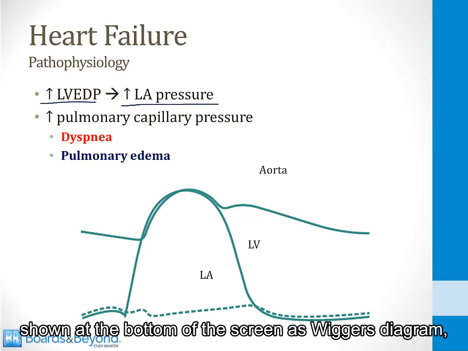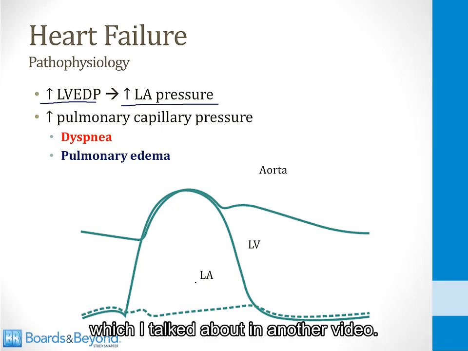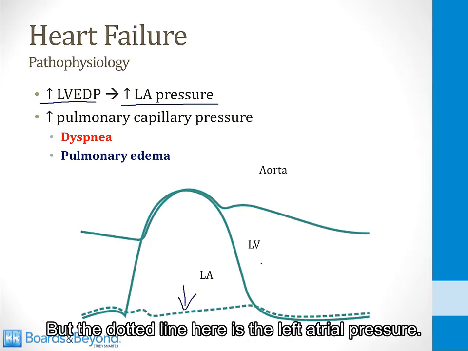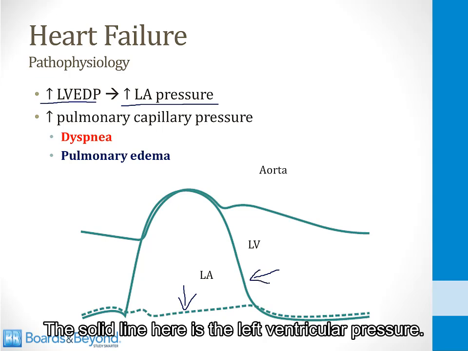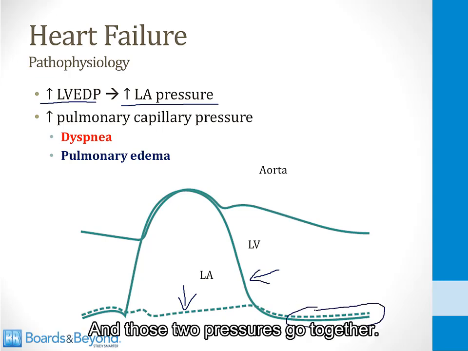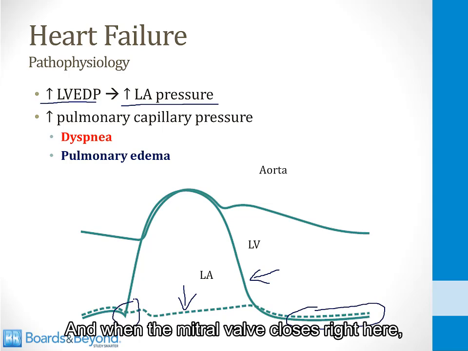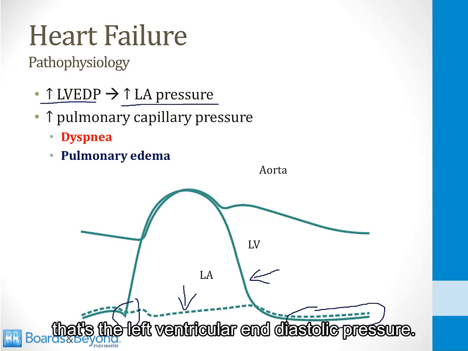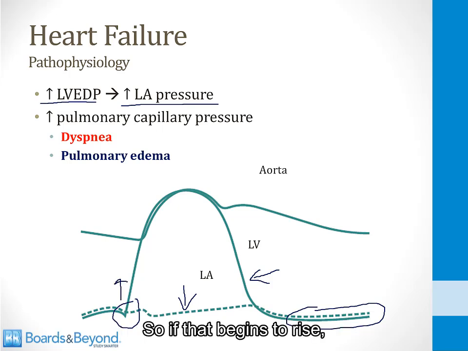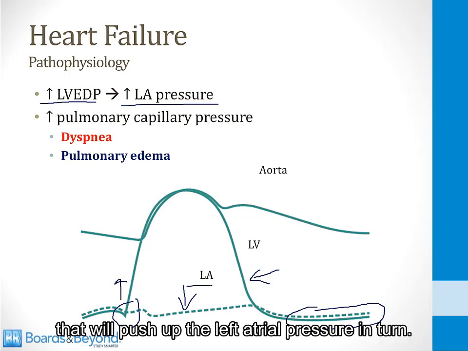That will lead to a rise in the left atrial pressure. Shown at the bottom of the screen is Wigger's diagram, which I talk about in another video, but the dotted line here is the left atrial pressure, the solid line here is the left ventricular pressure, and those two pressures go together, and when the mitral valve closes right here, that's the left ventricular end diastolic pressure. So if that begins to rise, that will push up the left atrial pressure in turn.